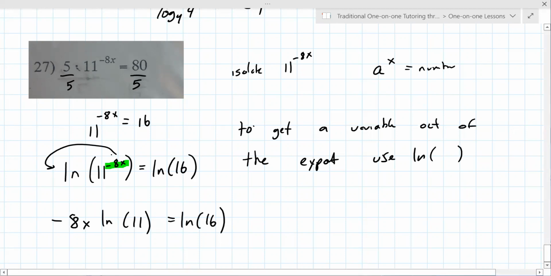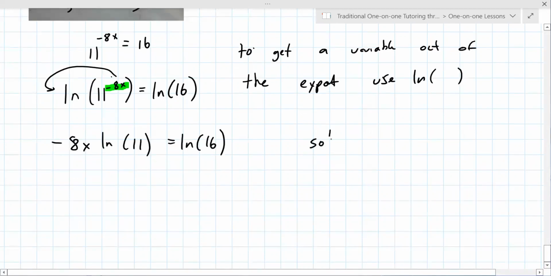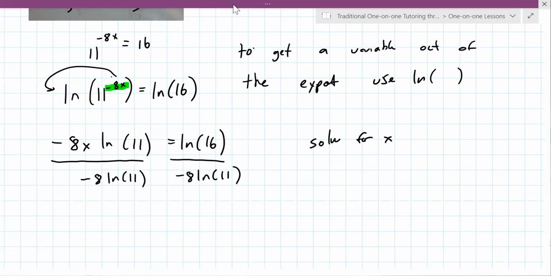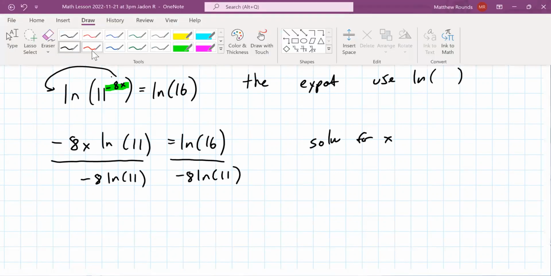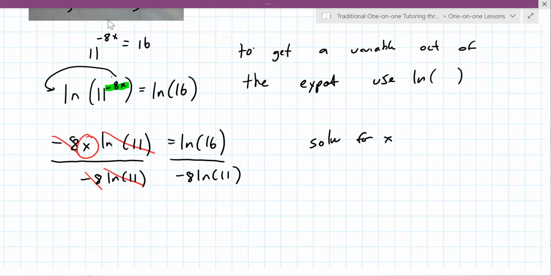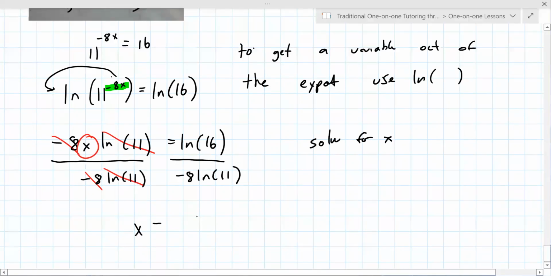Okay. Now, your goal is to solve for x. And it just looks complicated because maybe you're not used to seeing these things. But if you divide both sides by minus 8 natural log of 11, on the left, everything cancels. Minus 8's cancel, natural log of 11's cancel. All you have left over is the x. X equals natural log of 16 over minus 8 natural log of 11.